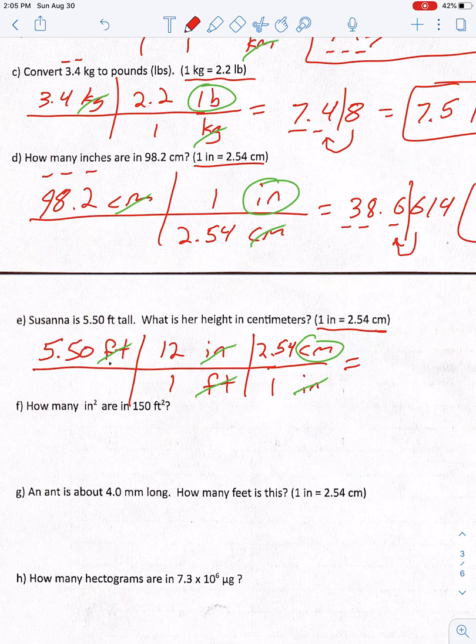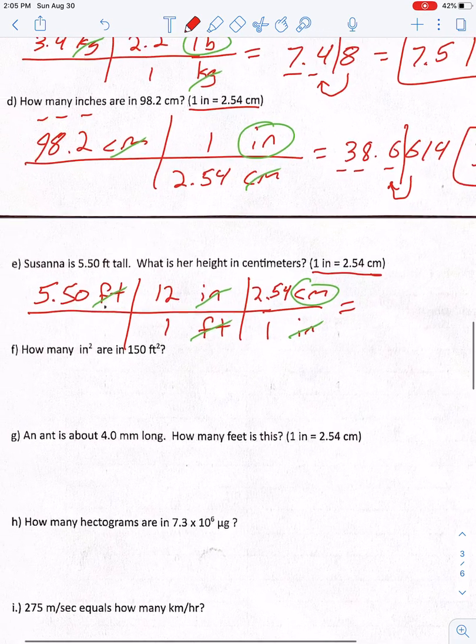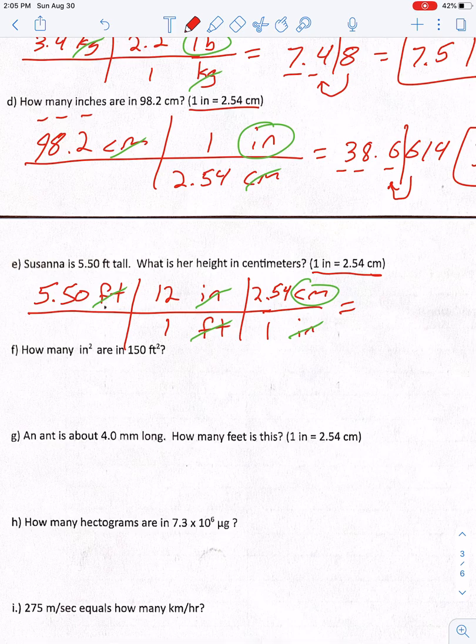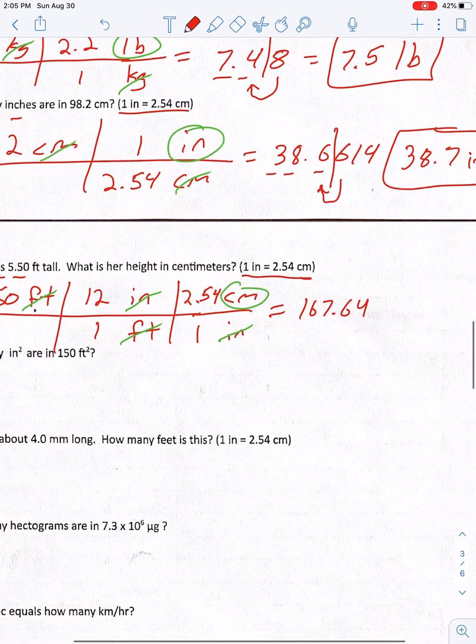5.50 times 12 times 2.54 gives me 167.64. Okay, so let's see how many significant figures we can have. I can have 3. So I need 3. Draw my line. That 7 is going to round up. So 168 centimeters.